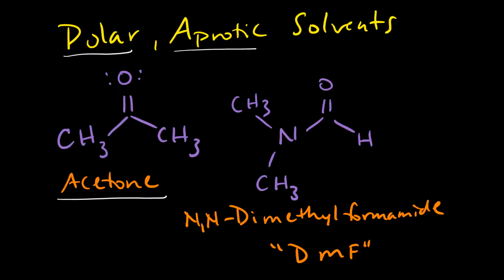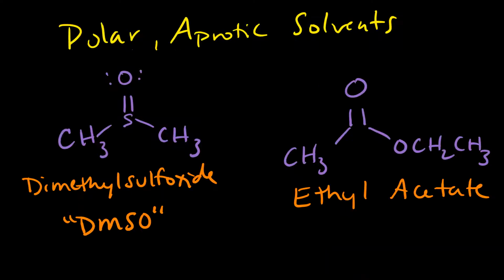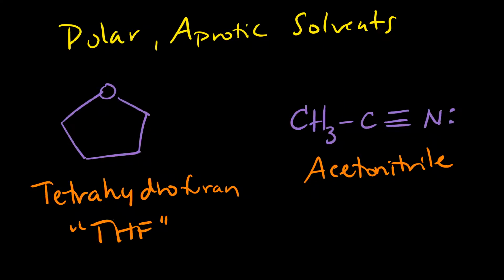Acetone, shown here, is going to be used a lot, as will DMF. The full name is N,N-dimethylformamide, but you're going to see DMF used most commonly. A couple of others here, we have dimethyl sulfoxide, otherwise known as DMSO. Ethyl acetate is very commonly used. Tetrahydrofuran, or THF, is a very common solvent, as is acetonitrile. So all of these are going to be examples of polar aprotic solvents that you may see starting to appear in the reactions.